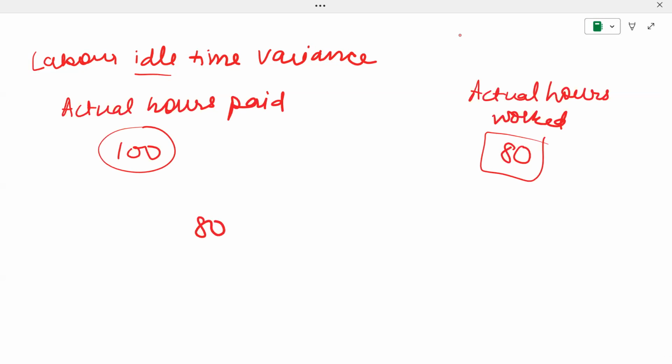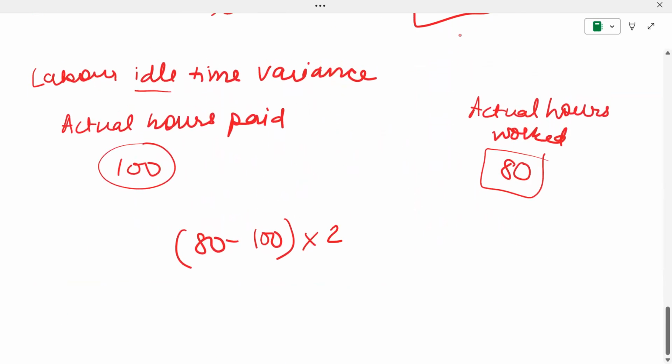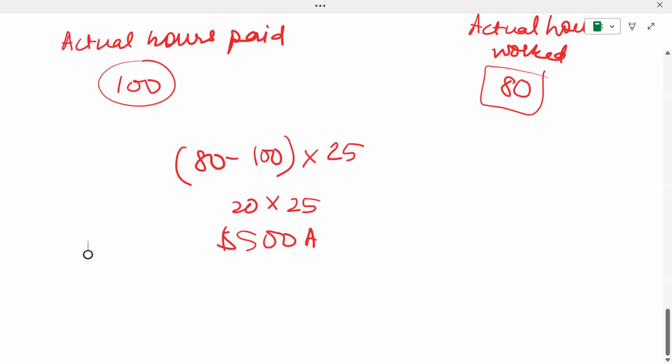This is a cost side item. So 80 minus 100 multiplied by the standard labor rate, which is 25. So 20 into 25, $500 adverse variance is what you're going to get as the labor idle time variance.